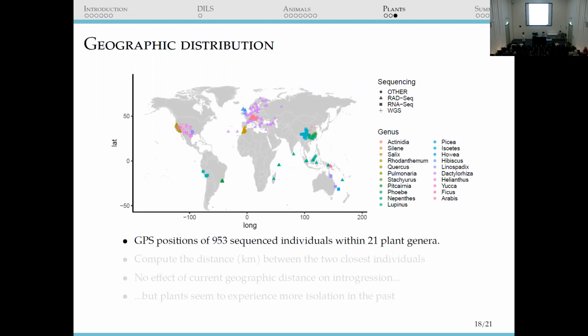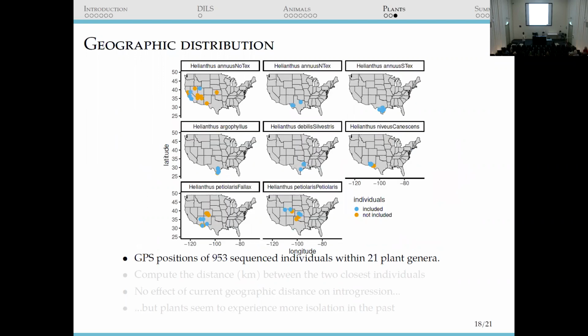Here it's a zoom of the sunflower, to show you what we did. It's in Helianthus, the sunflower. In Helianthus, we have 1, 2, 3, 4, 5, 6, 8 subspecies. And of course, we have multiple individuals. For example, if you want to compute the geographical distance between, I don't know, Helianthus annuus and Helianthus argophyllus, we take the blue individuals, the ones used for the demographic inferences, and we take the shortest geographic distance, okay, using the Haversine method.